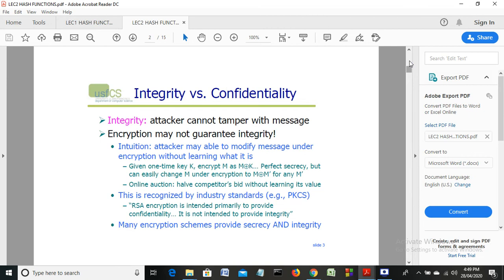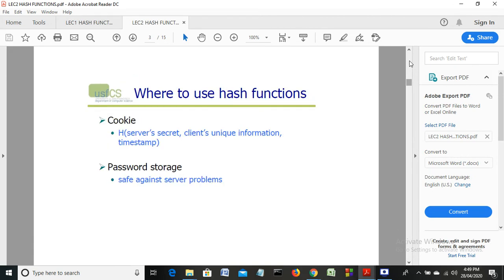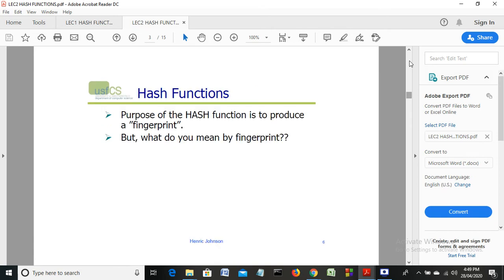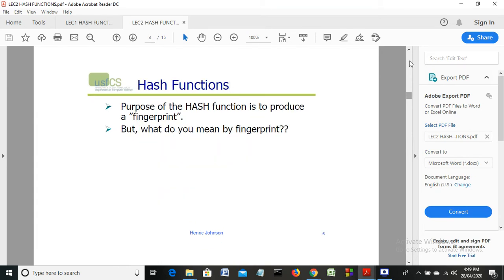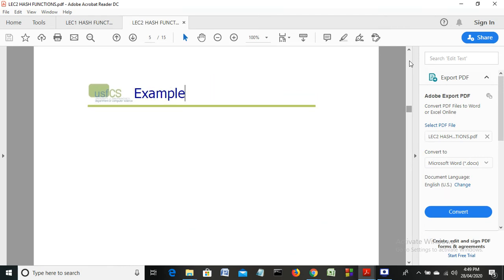Integrity means the attacker cannot tamper with the message. Confidentiality means he has not seen it. Here we use hash functions for password storage and for cookies also. The purpose of the hash function is to produce a fingerprint. What is a fingerprint? This we already know, secure hash functions.